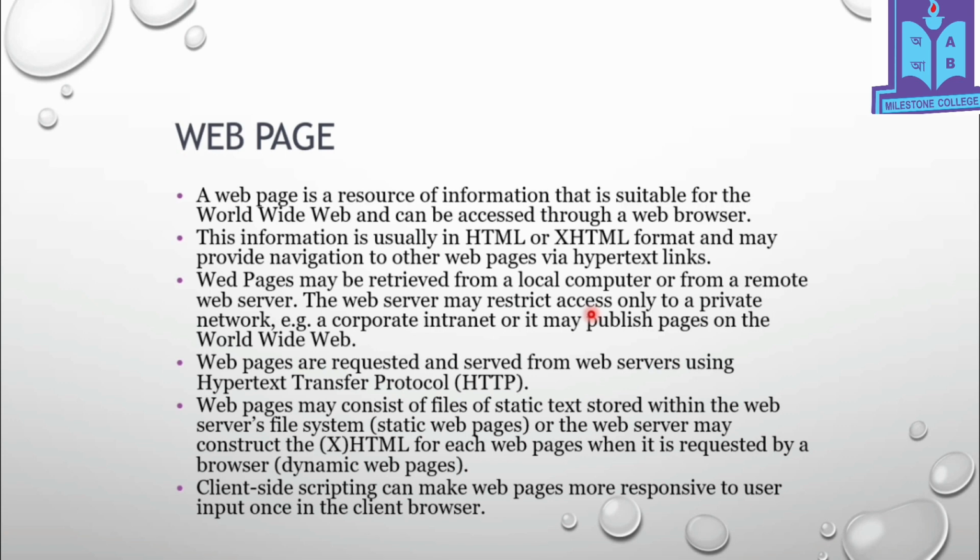So these all are the pages that a Facebook domain has. These are called a web page, a single page. A web page is a resource of information that is suitable for the World Wide Web and can be accessed through a web browser. This information is usually in an HTML or XHTML format.